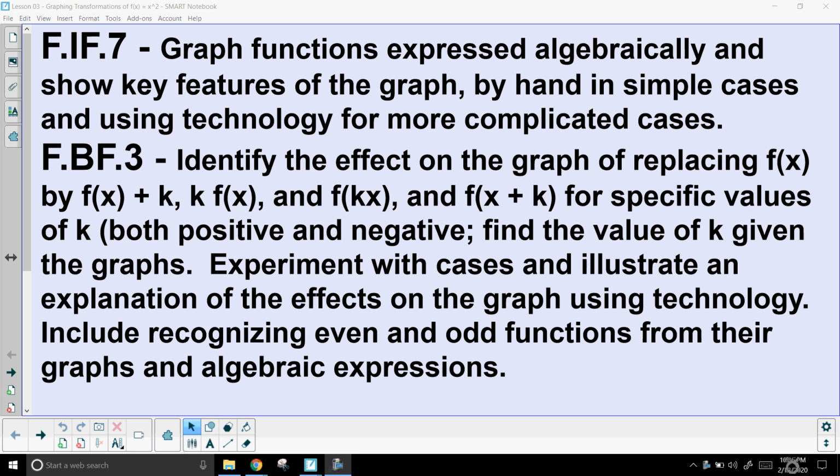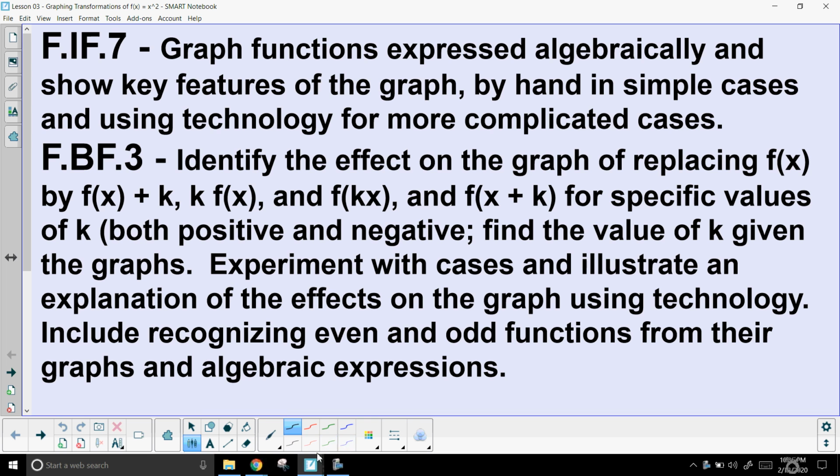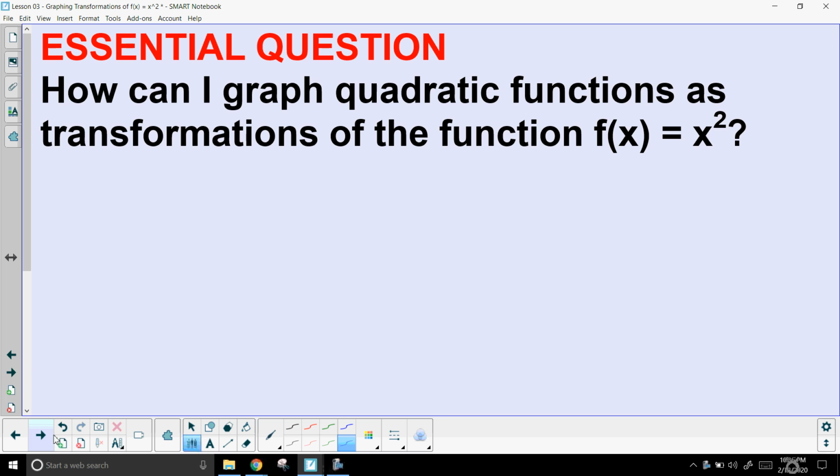Hey guys, we're going to kill two birds with one stone, or two lessons. Essentially we're going to be graphing and doing transformations all at once. Okay? So, how can I graph quadratic functions as transformations of the parent function?